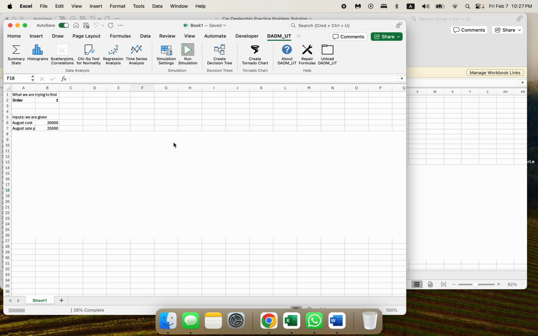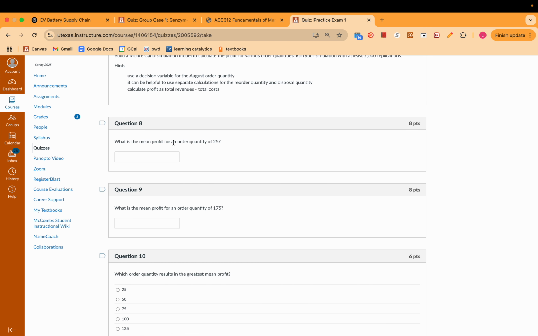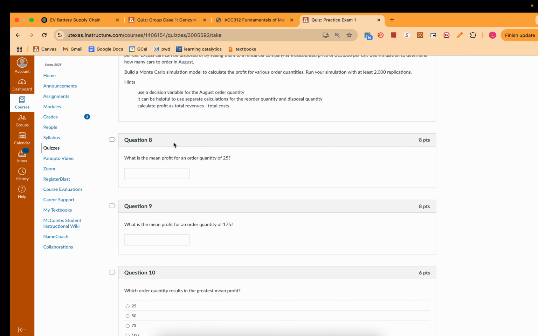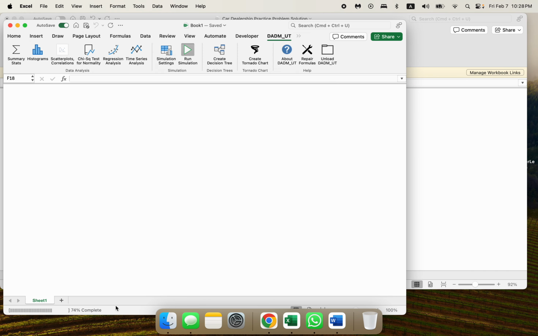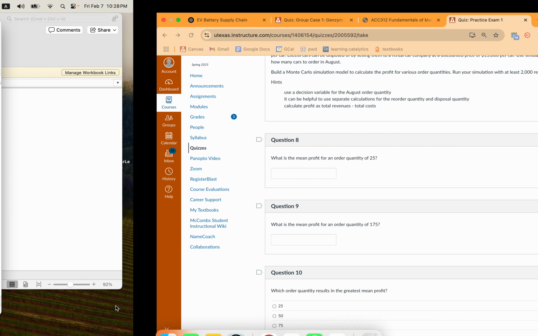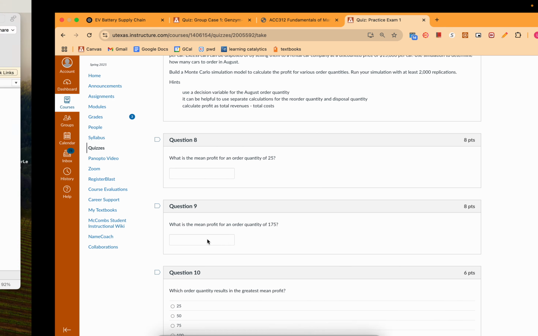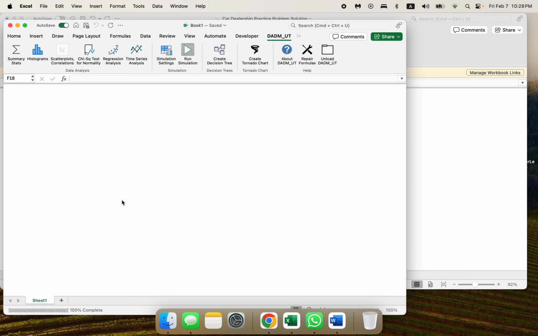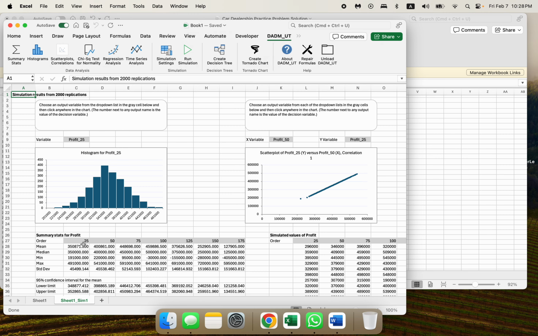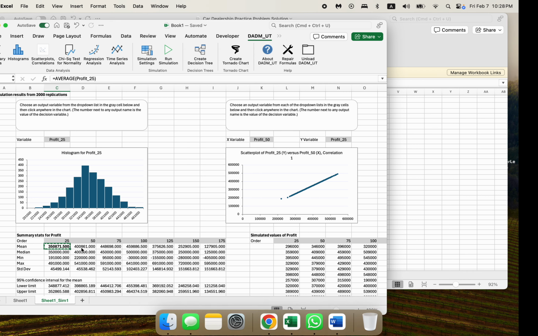Depending on how many iterations you do, like 2000 or 3000 replications, that's how long it'll take. Not too long. Here we're looking for the mean profit for 25 and for 175. Based off of our simulation, oh, look at that. Our mean is this number here.